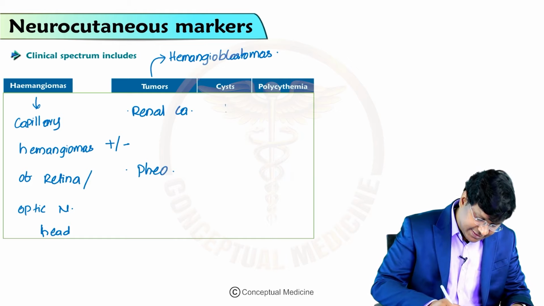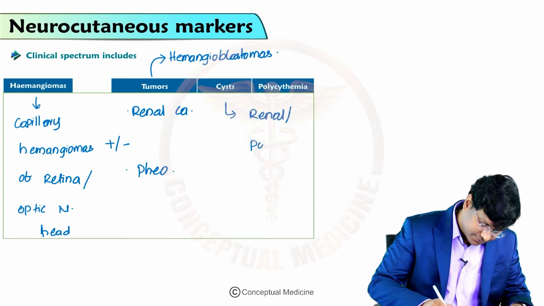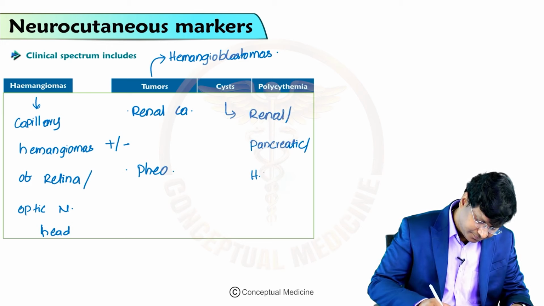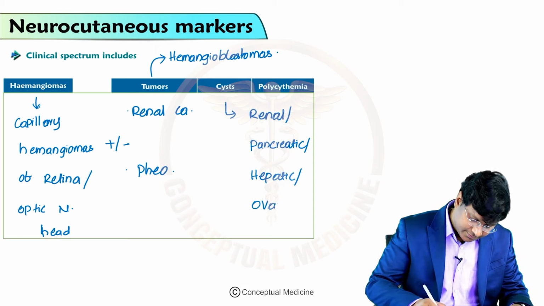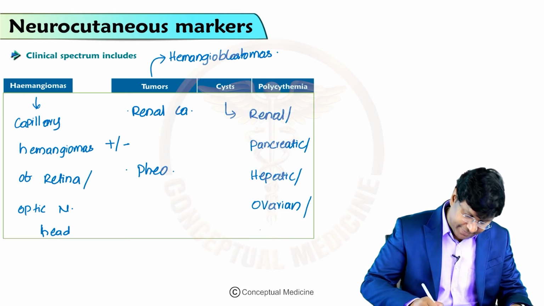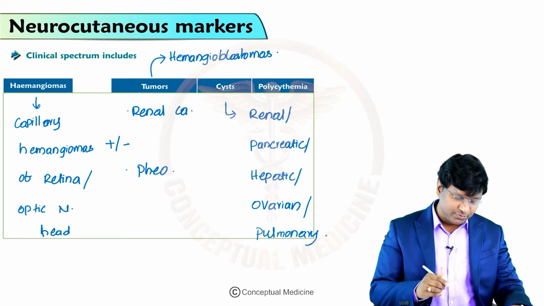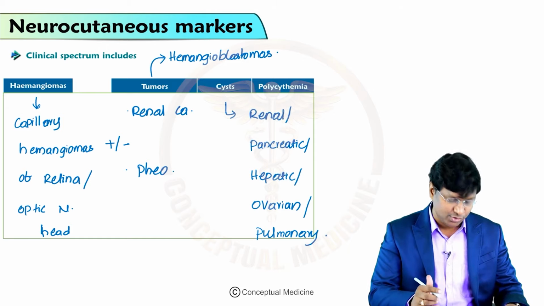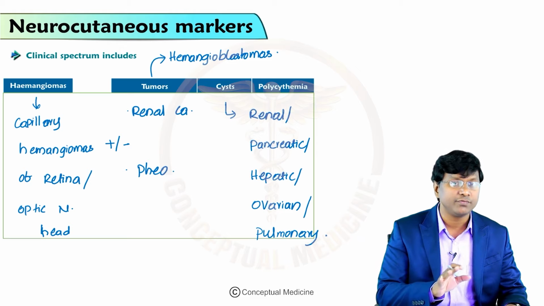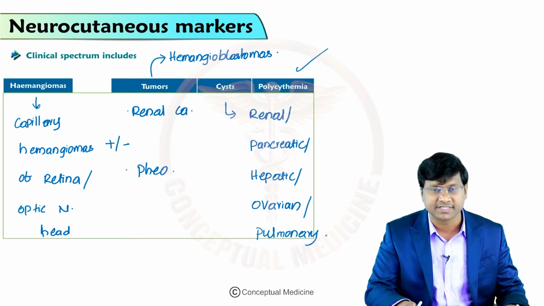And what are the cysts? These particular cysts include the renal cysts or pancreatic cysts or hepatic cysts or ovarian tumor, right, or pulmonary cysts, right? So these are all the clinical spectrum in case of von Hippel-Lindau syndrome, and even the presence of polycythemia. And why polycythemia is there, already we have discussed, right?